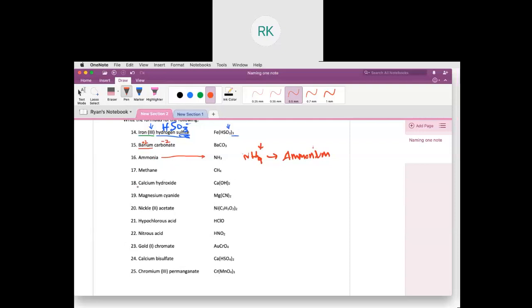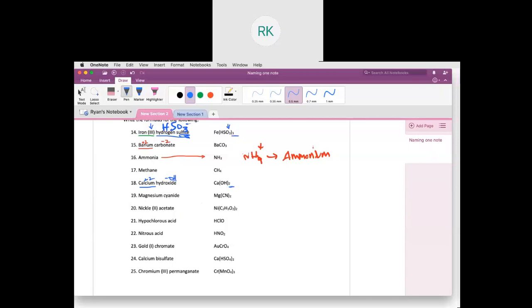Moving on to 18, calcium. This is again another alkali earth metal with a +2 charge. And then hydroxide, which is one of your polyatomics. It's OH-, so it has a -1 charge, which means to counteract the charge of calcium, you just need 2 of them. Okay, so Ca(OH)2.